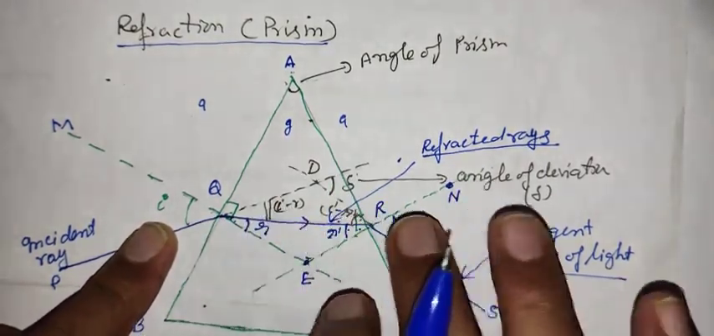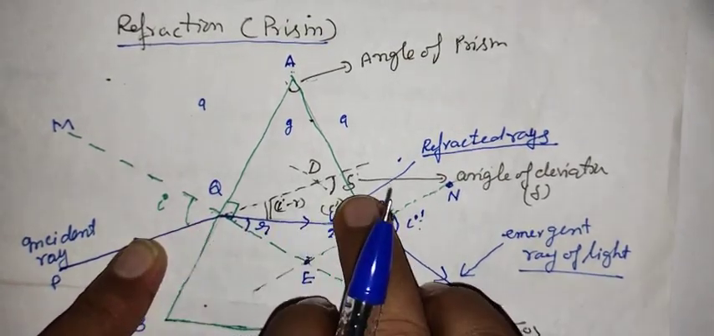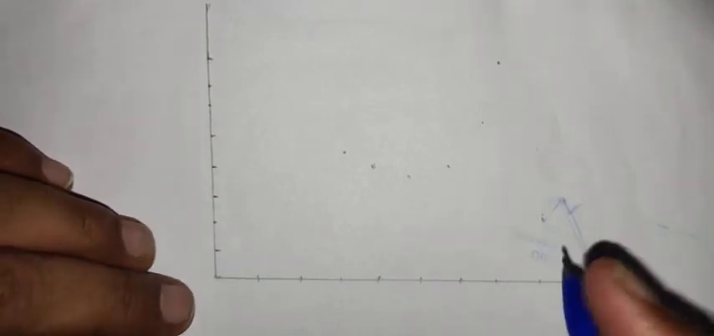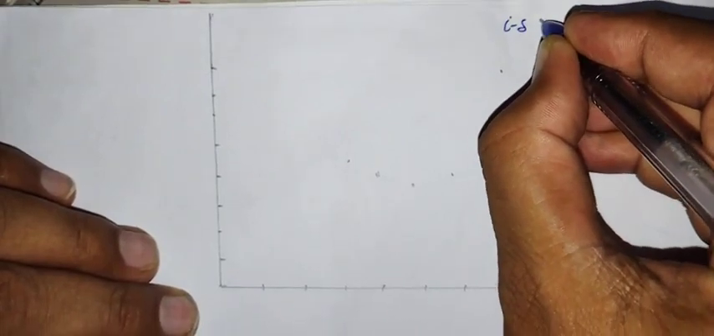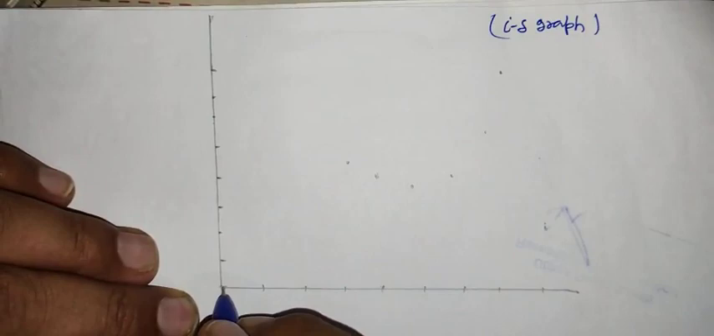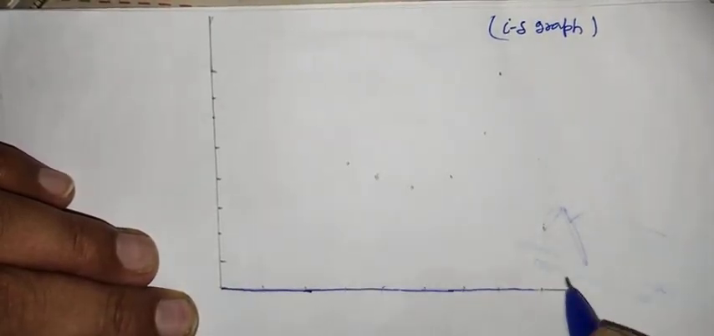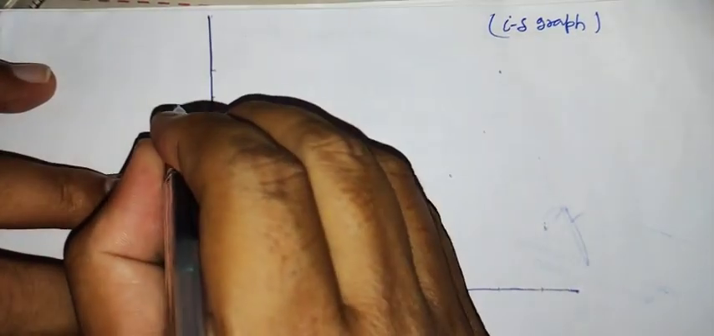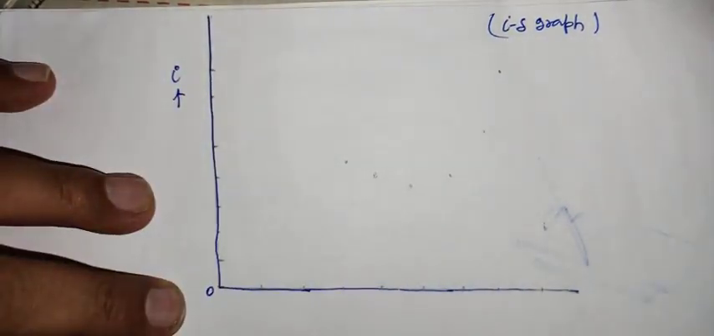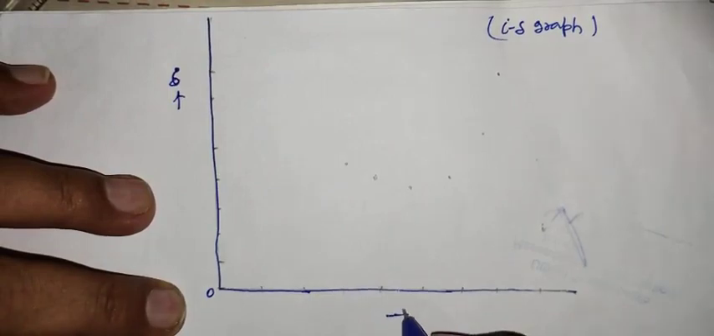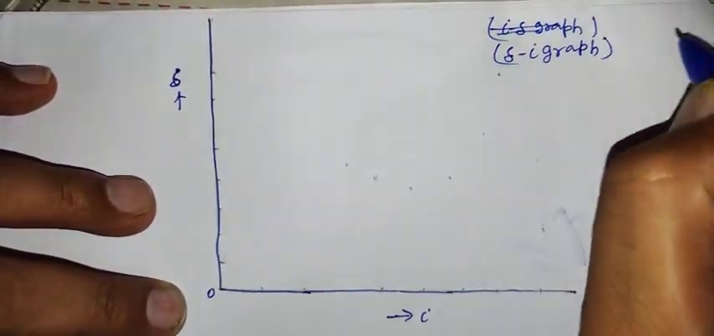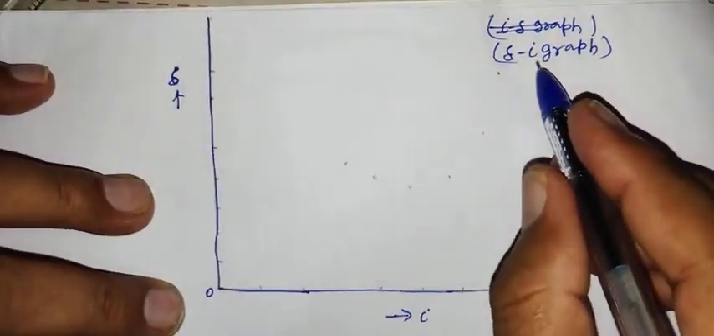So 5-6 experiments are done for different angles of incidence, angle of deviation measured, and a graph is plotted of angle of incidence against angle of deviation. This is called the I-Deva graph. Here in this I-Deva graph, take this point as the origin, angle of incidence I. This is called here in this angle of deviation and angle of incidence I. It is called the Deva-I graph, angle of deviation. I first term on y-axis, second term on x-axis.